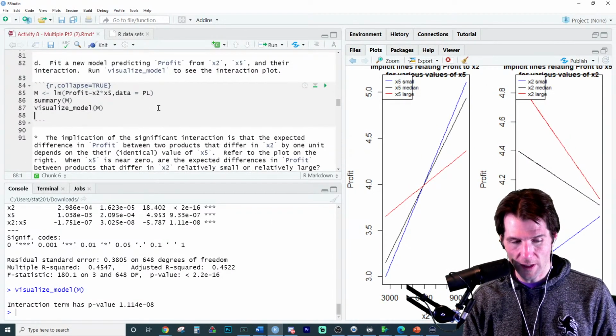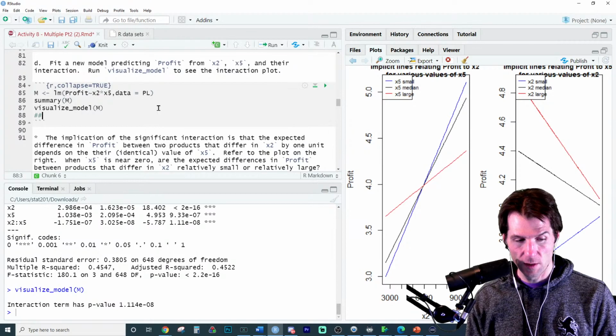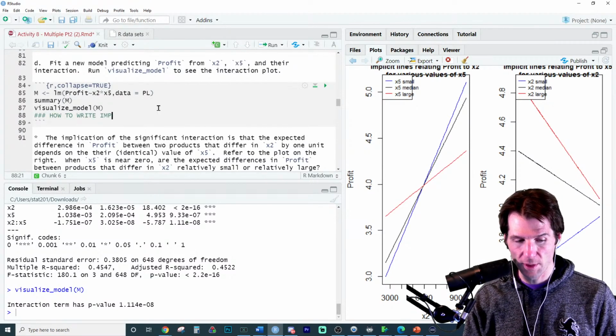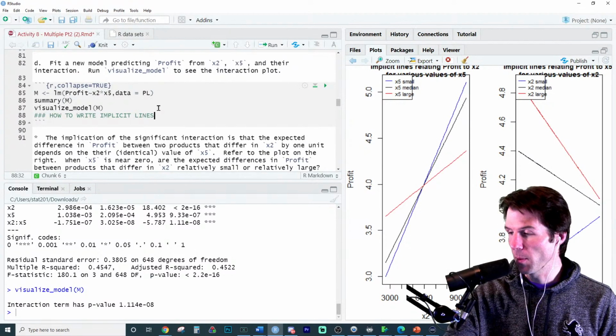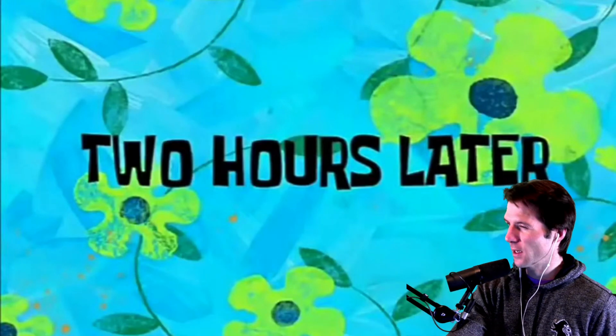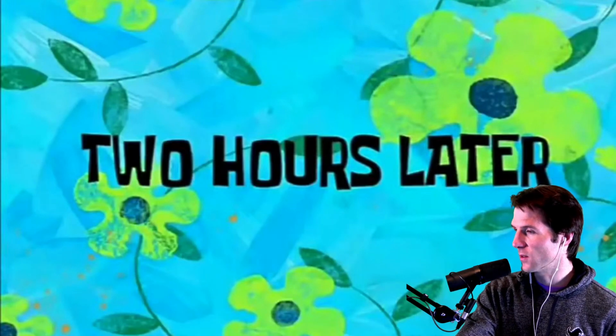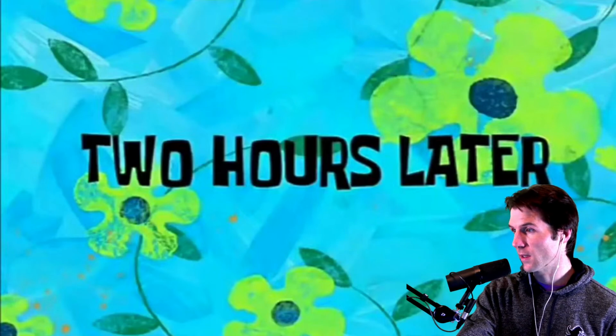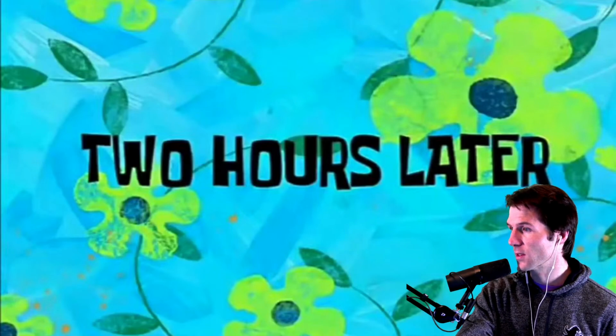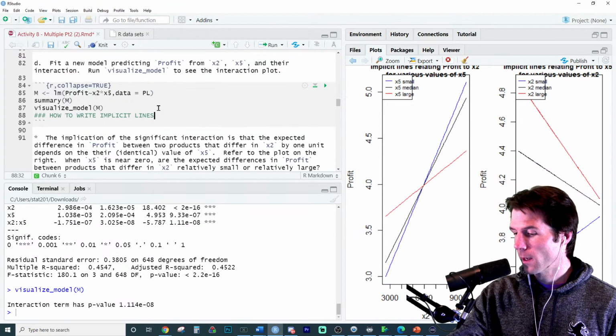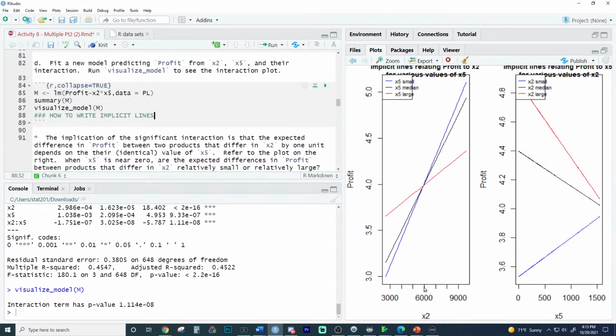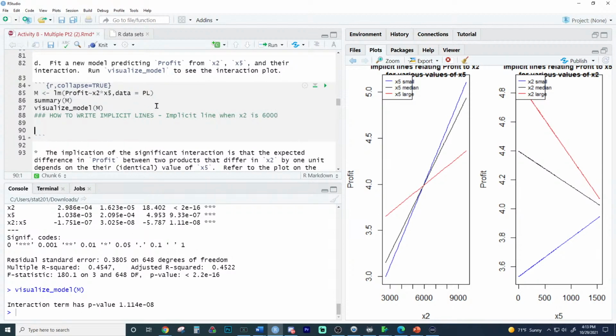I'm going to do the following, and this is very important: how to write implicit lines. Let me pause the video here and make a timestamp, because I know a lot of people are going to ask, how do I write those implicit lines? So here's how we write implicit lines for values of x that we are inputting. I am going to input a value of x2 of 6,000 and write the implicit line when x2 is 6,000. So now we need to write the model.